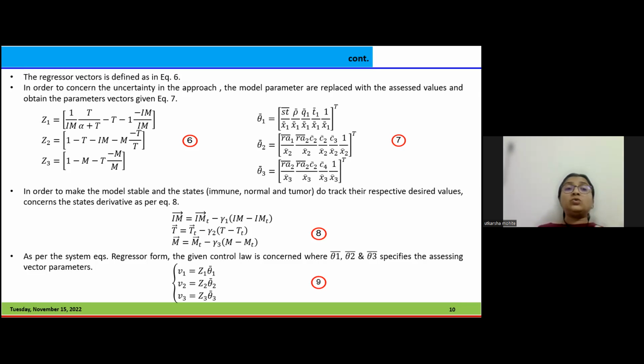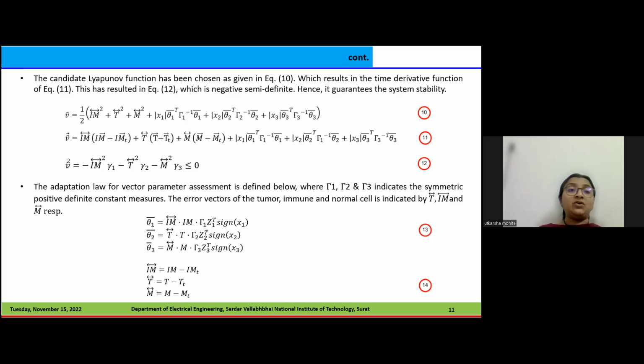In order to account for the uncertainty in the particular patient, the model parameters are replaced with assessed values. These are on a trial and error basis. These are the starting points of the work. As we tried to change the parameters, we faced many obstacles while designing the controller. The method we used to design the controller was the Lyapunov function, which has been chosen in the particular equations to design the controller.